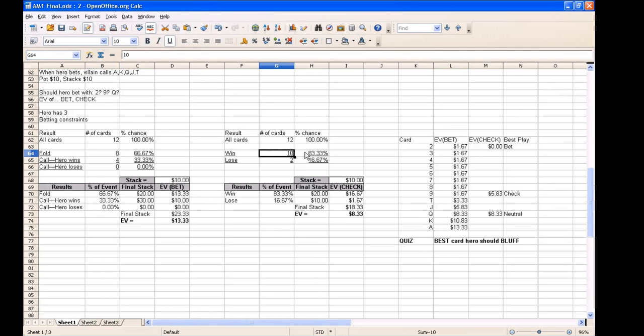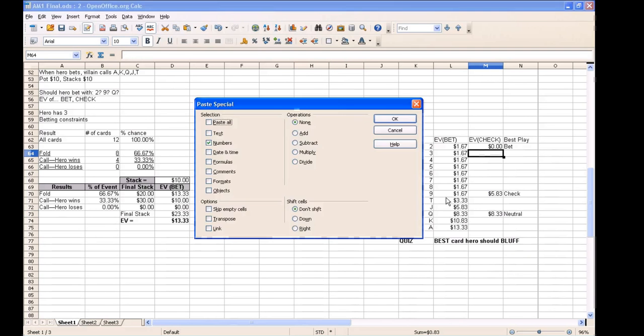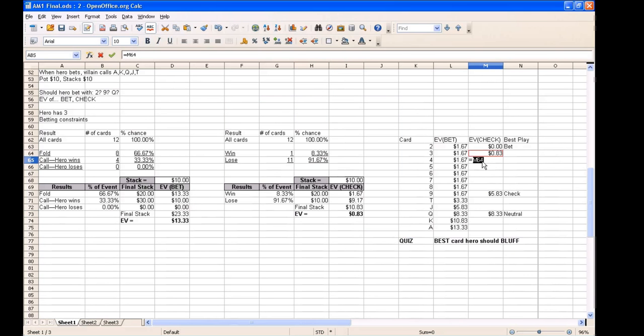Now, with this one, the EV of checking, we'll start with a 3. We win once if he has a deuce, we lose the other times. And once again, this is linear. So we can plug in our same formula: the one above it times 2 minus the one. And we can double check that these work. This should be 583, and it is. This should be 833, and it is. And the ace we win every time, $10, so it works out.